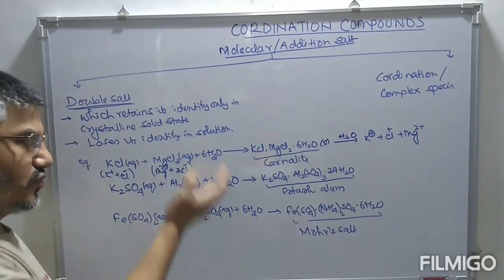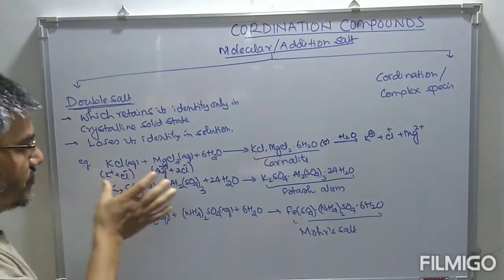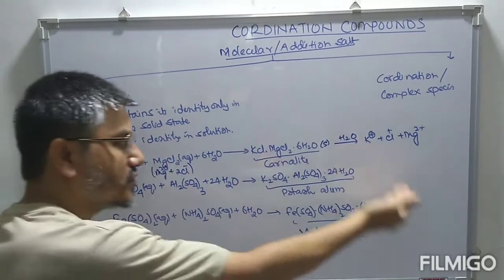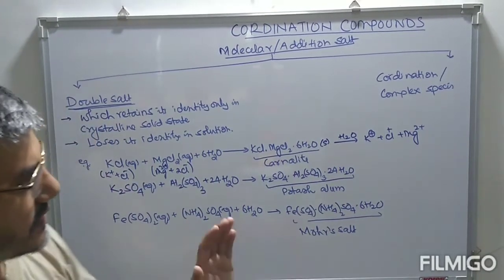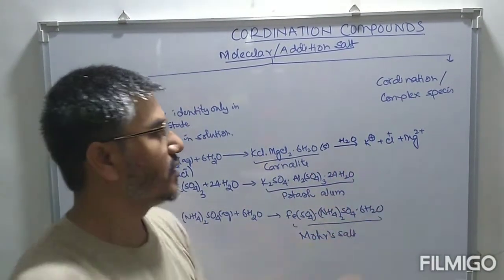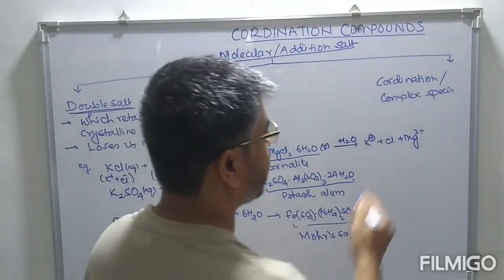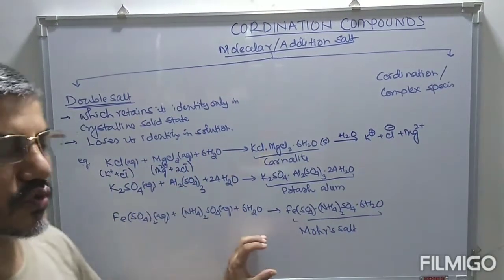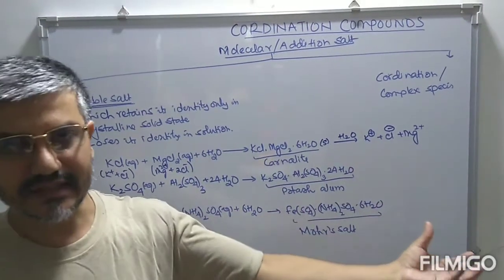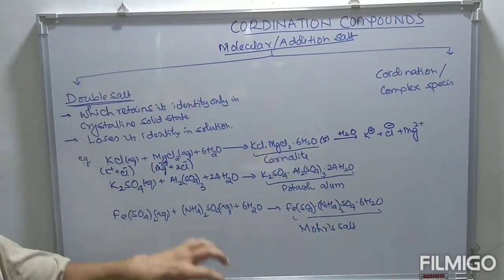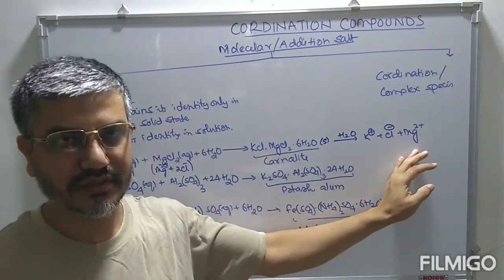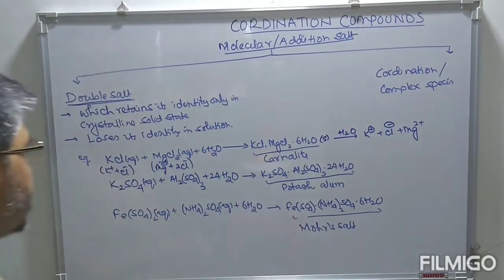So look at this. Before formation of this salt, solution gives the test of potassium ion, magnesium ion, chloride ion, and when this salt is dissolved in water, again this gives you test of potassium ion, chloride ion, and the magnesium ion. That means individual components of double salt do not lose their identity. This was the individual component, this is also individual component. So this is what we call a double salt.